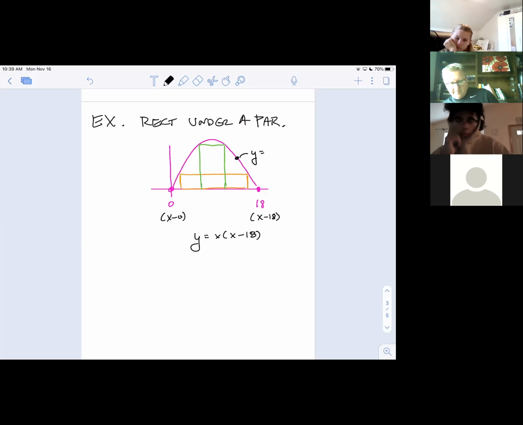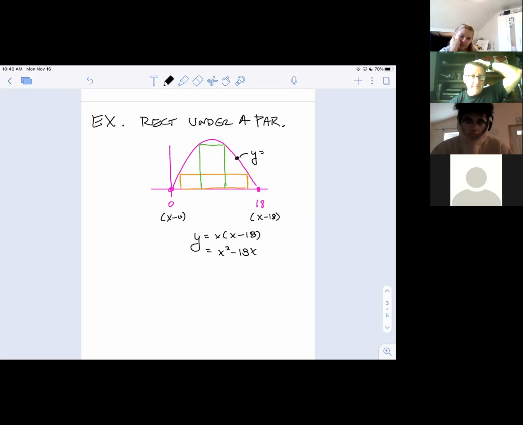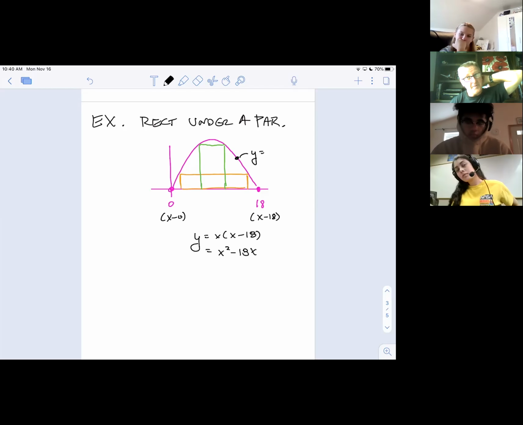Which works out to be x squared minus 18x, but that's not quite right yet. Does anybody know why? Again, I'm asking you future math teachers. Why is that not quite what the pink parabola is going to look like? Aren't we missing our constant? If we add a constant to this, it's going to move the graph up. And if the graph moves up, it won't hit at 18 and 0.